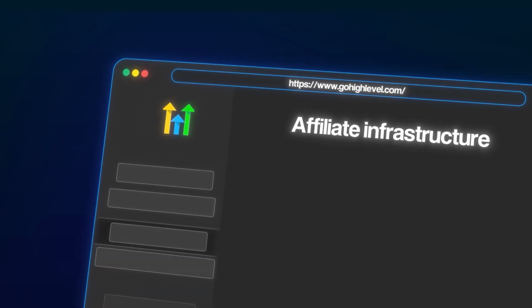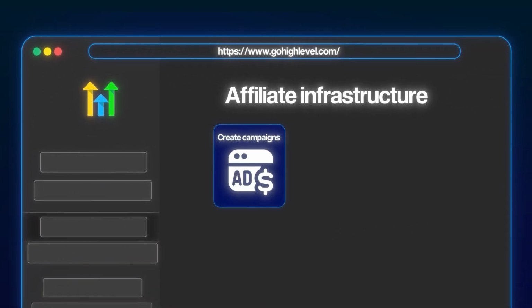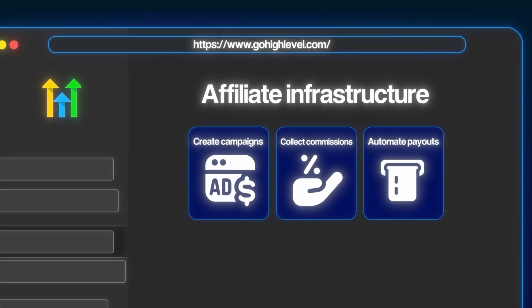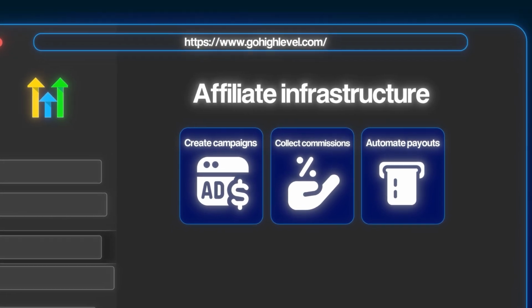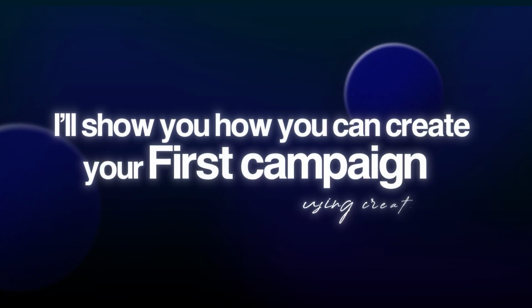If you haven't used the affiliate infrastructure yet, HighLevel offers an affiliate infrastructure to allow us to create campaigns, collect commissions, and automate payouts to affiliates in order to better build our business and market it online. So today I'll show you how you can create your first campaign using this new creation flow.